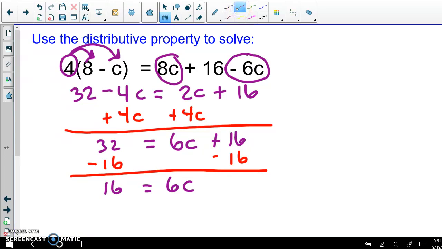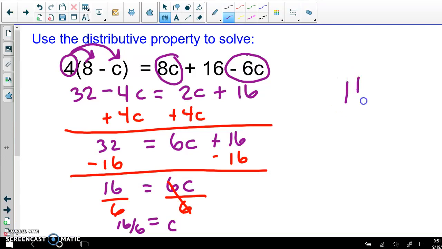So now to get the c by itself, I need to get rid of the times 6. So the opposite of multiplying by 6 is dividing by 6, and I have to do that on both sides. So I end up with 16/6 equals c. However, I could simplify this and or make it a mixed number. So I'm going to go ahead and do that.